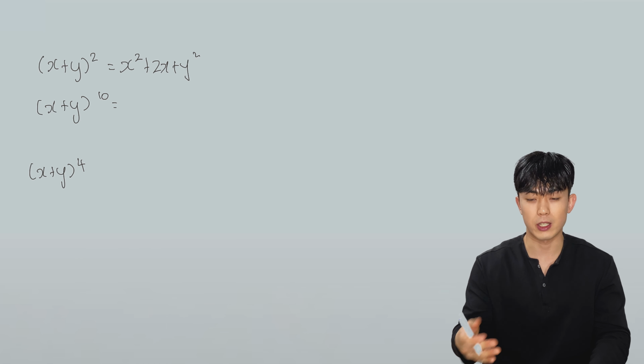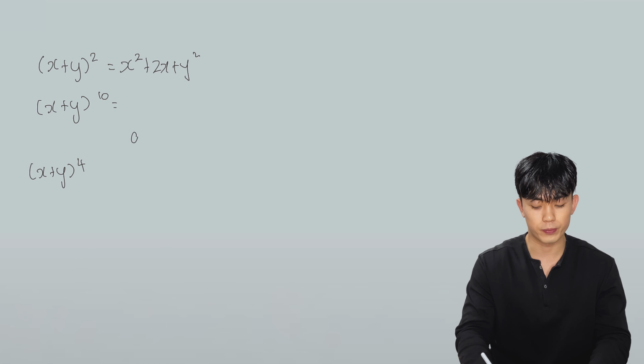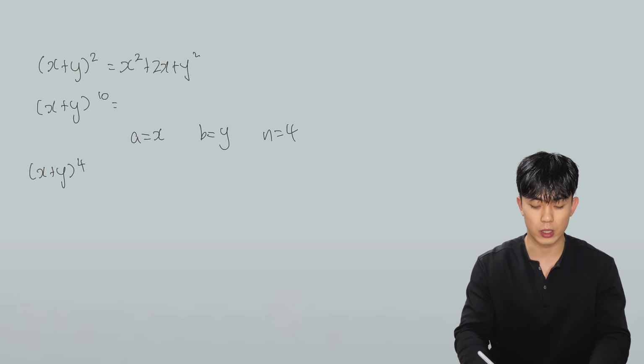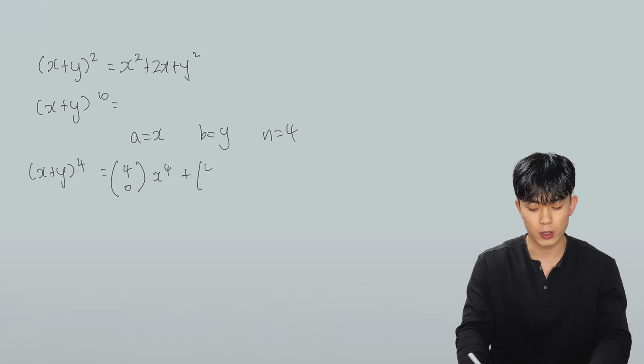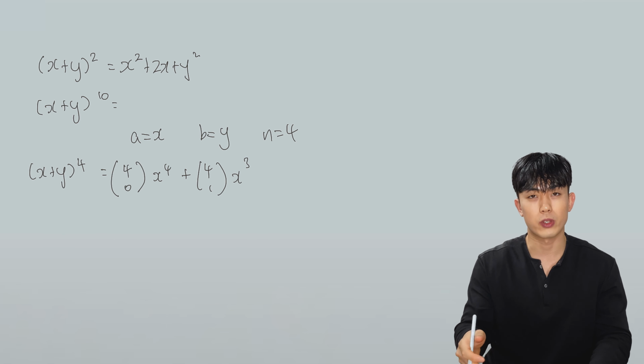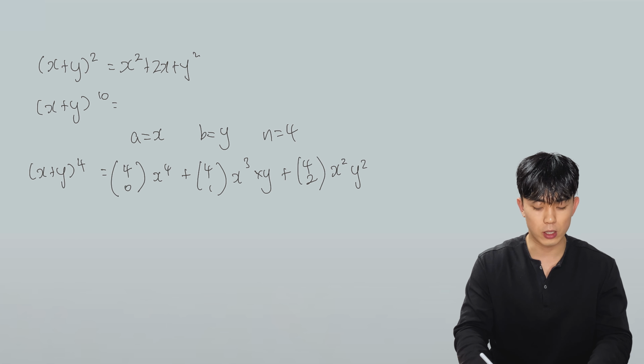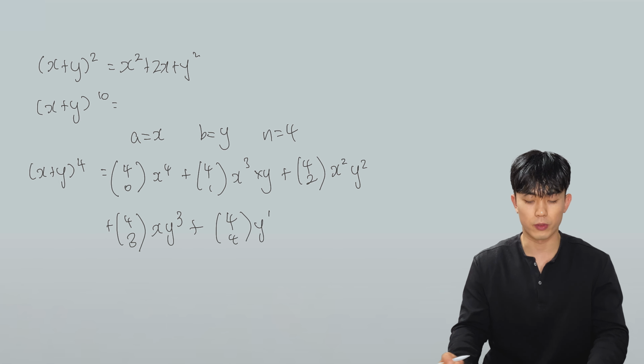As I said, you have to identify each value. So our a in this case will be our x value, our b will be our y value, and our n will be 4. And now it's just a matter of plugging it into this equation. So the first term will be 4 choose 0 times x to the power of 4, plus the next term, 4 choose 1 x to the power of 3, so we minus 1 from the power of x, times y, plus 4 choose 2 x squared times y squared, and just follow along with the equation. So 4 choose 3 x times y cubed, and lastly 4 choose 4 y to the power of 4.